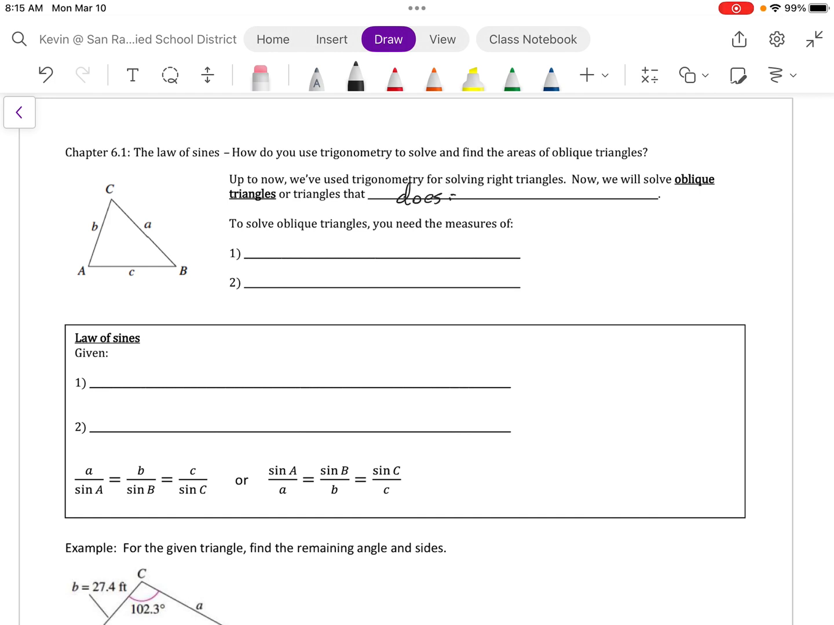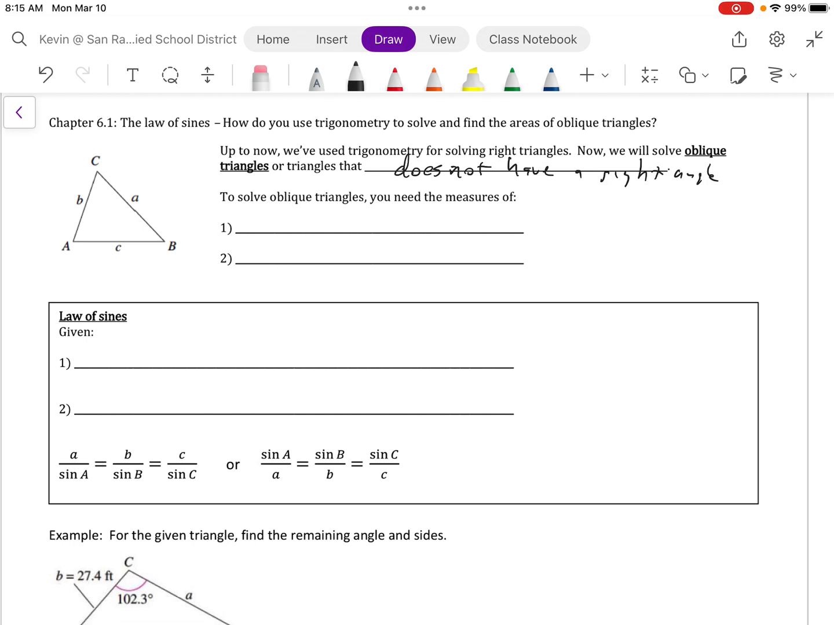That is a triangle that does not have a right angle. And there's not enough room for me to write that in there, but there, no right angles.